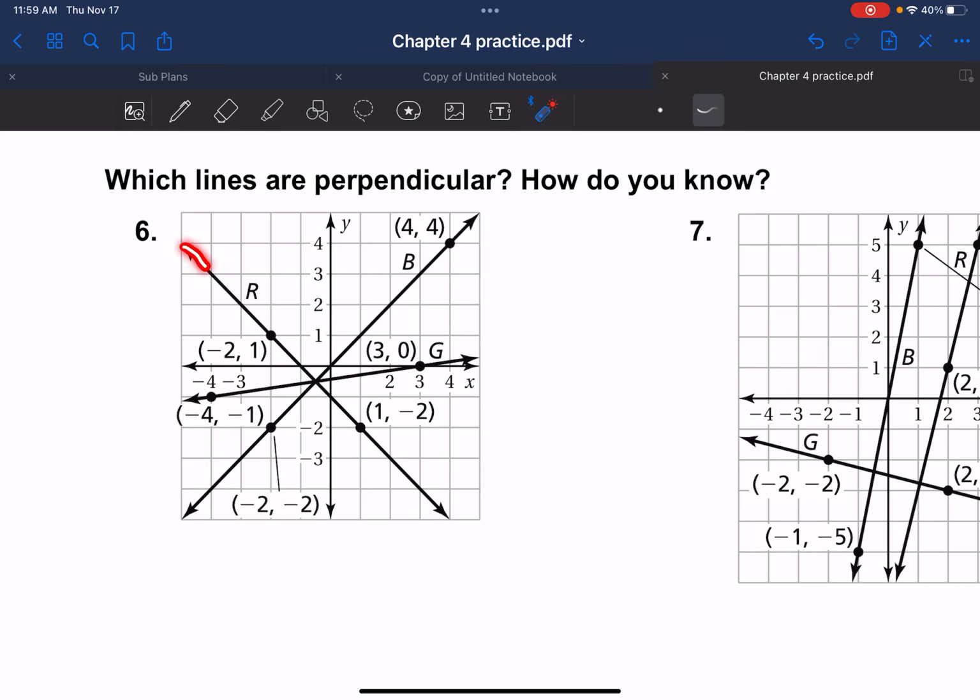I've got this line right here is R, okay? Do you see they labeled it R? Here's the points on R. Find me the slope of R. And then you would write it over here, slope of R.